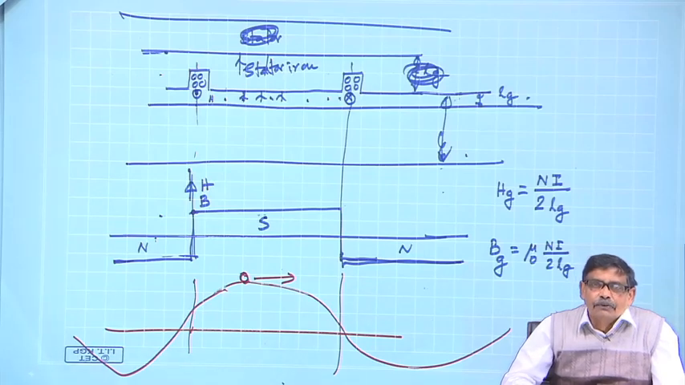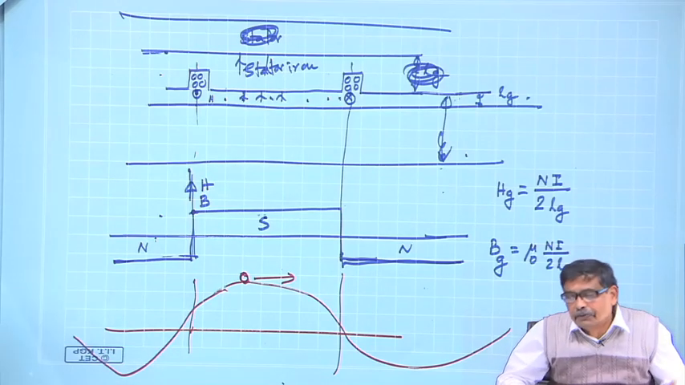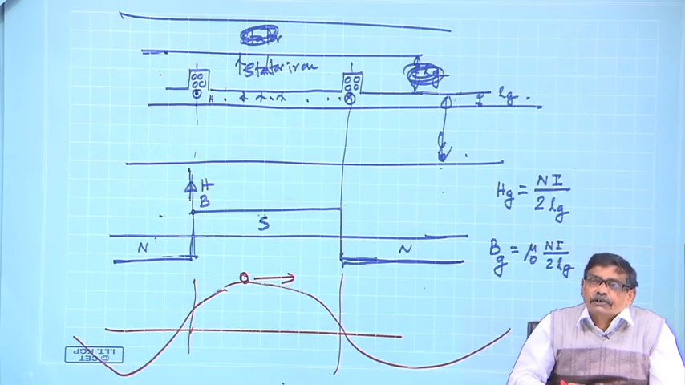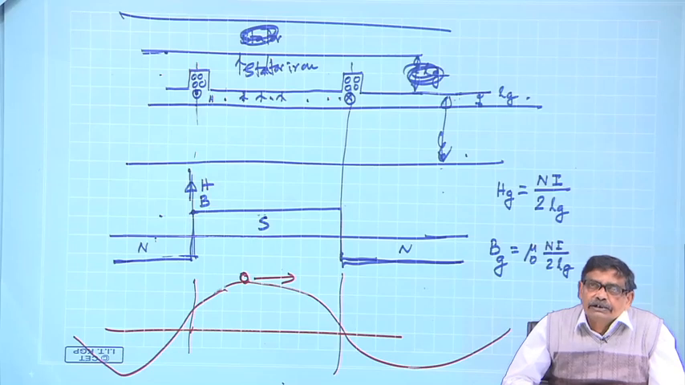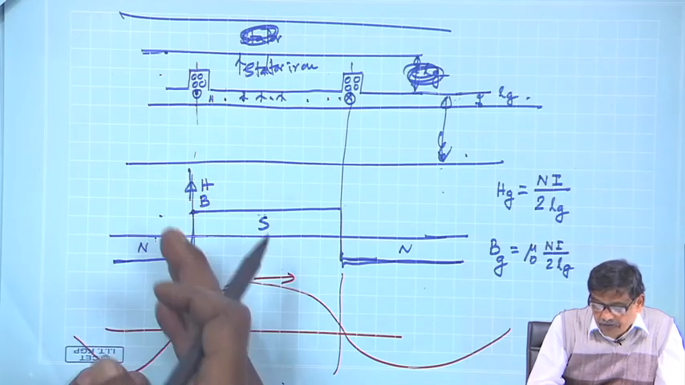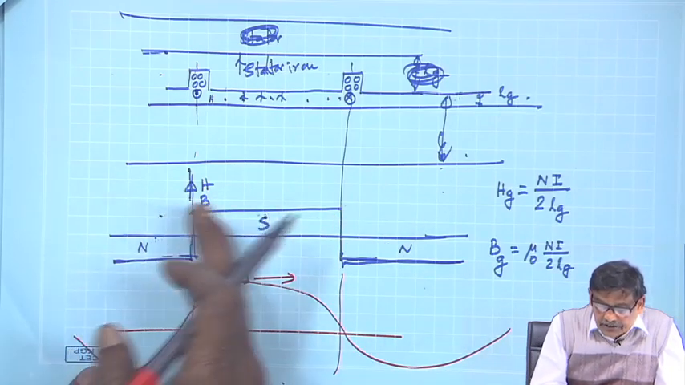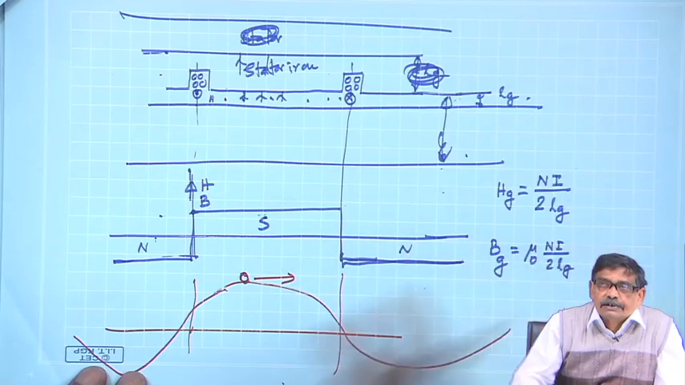Otherwise, in general, whatever is the nature of B, if a conductor is moving relative to that B distribution, you will get a voltage induced which will vary with time. The shape of that voltage waveform against time will be the same as the distribution of B along the distance.